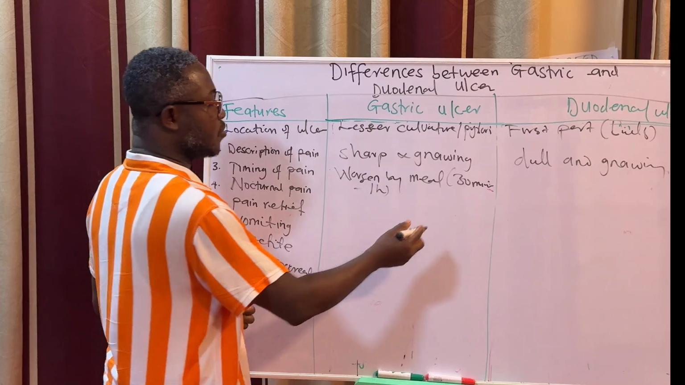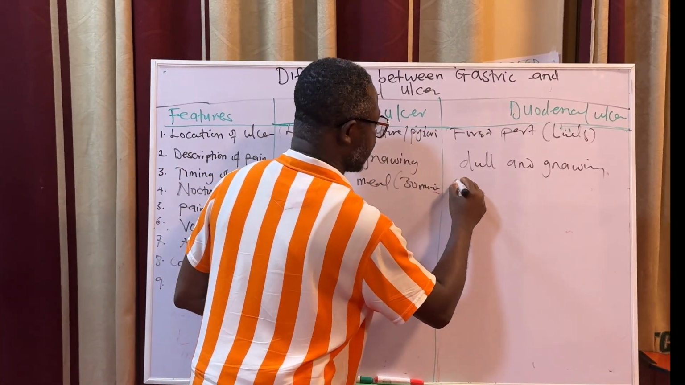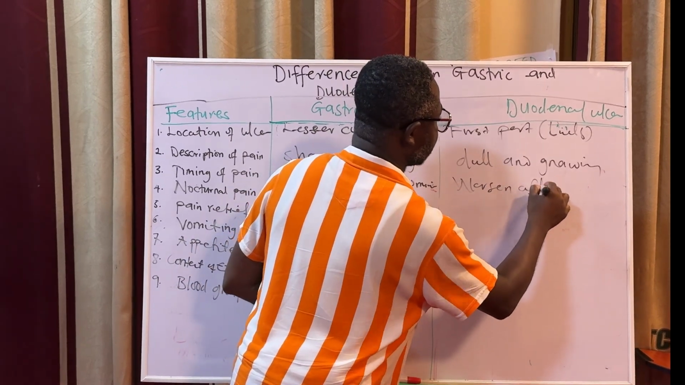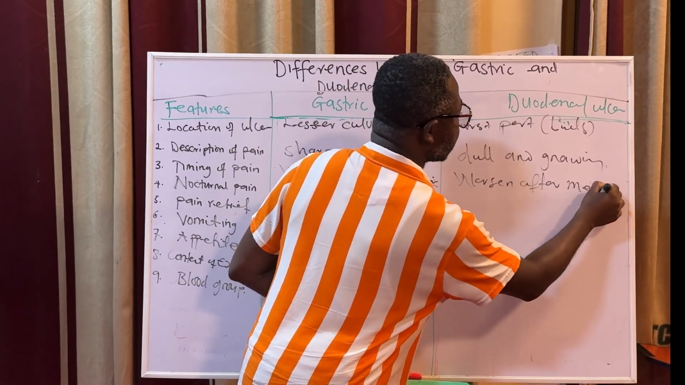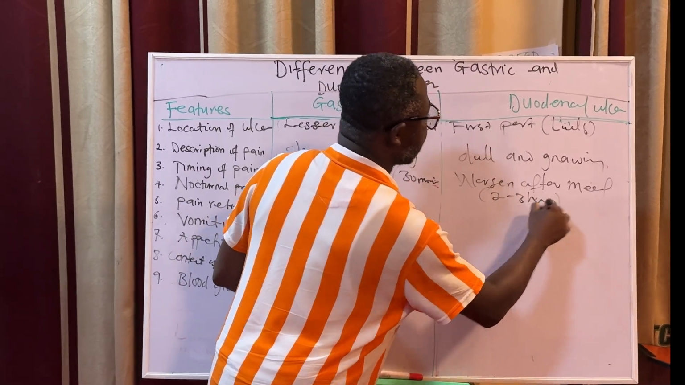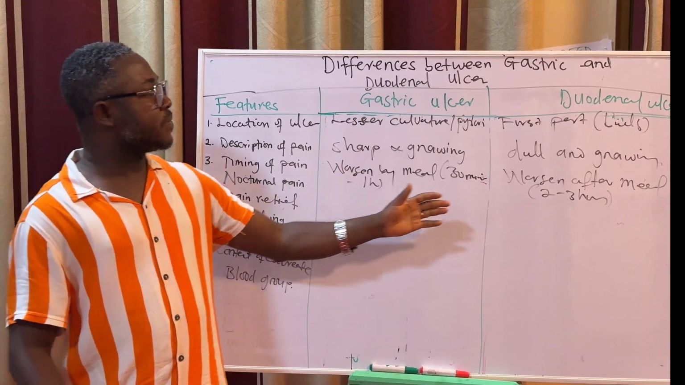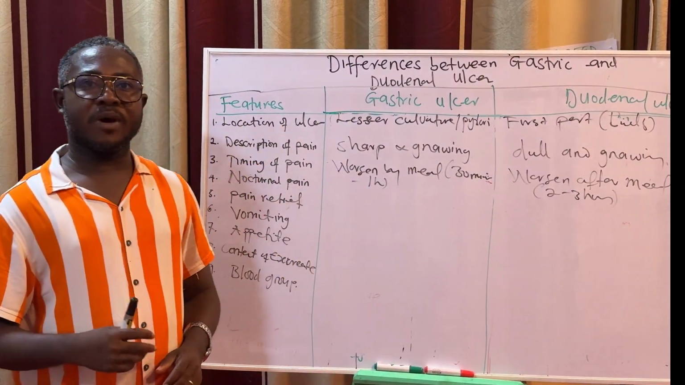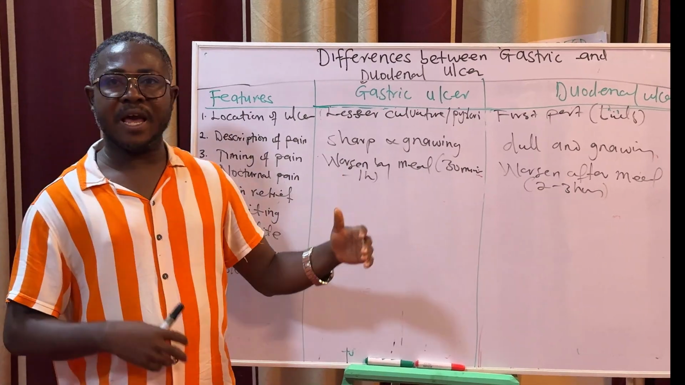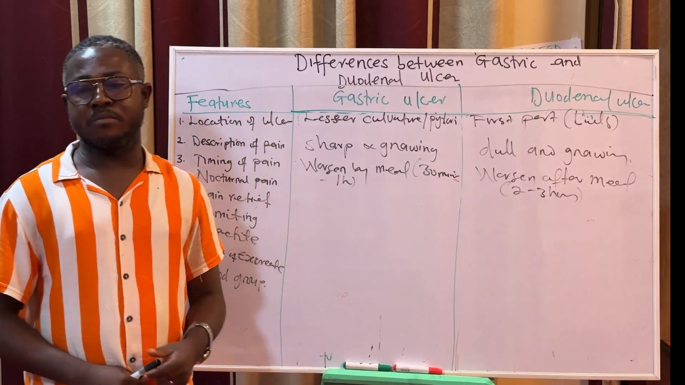And then the duodenal ulcer pain worsens after meal, usually 2 to 3 hours after. And so with patients with duodenal ulcer, normally they complain about this epigastric pain after they have eaten, that is about 2 to 3 hours after meal.